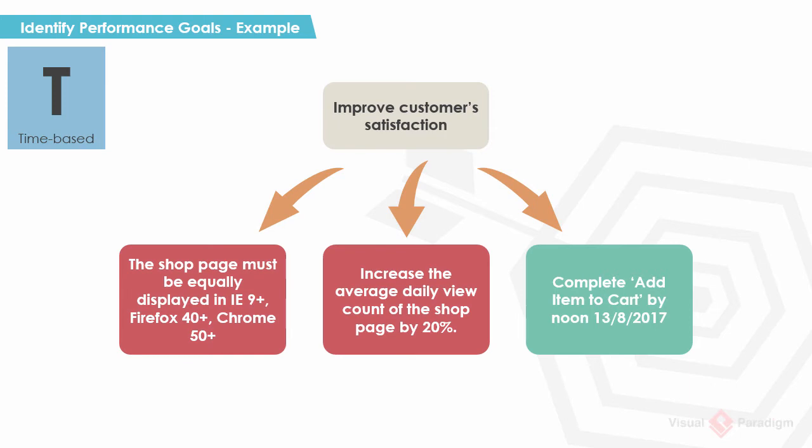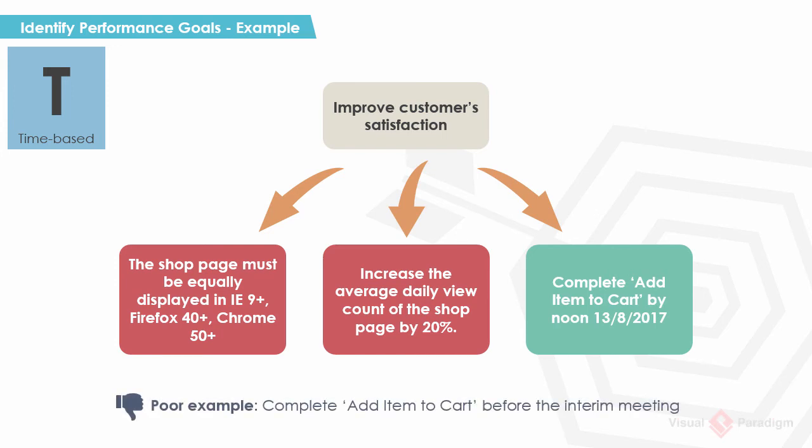Finally, time-based. The third performance goal has set a deadline, so it's time-based. A poor example is to have a feature completed before interim meeting. It has no deadline defined. And what if the time of meeting changed or even cancelled? If a goal requires achieving something at a specific time, make sure the time is stated clearly to avoid any uncertainties and conflicts.